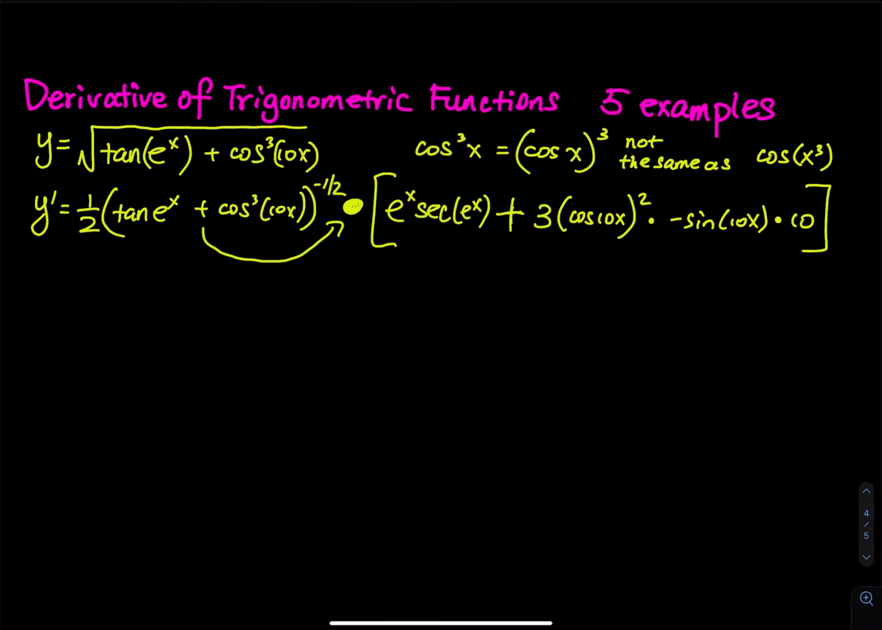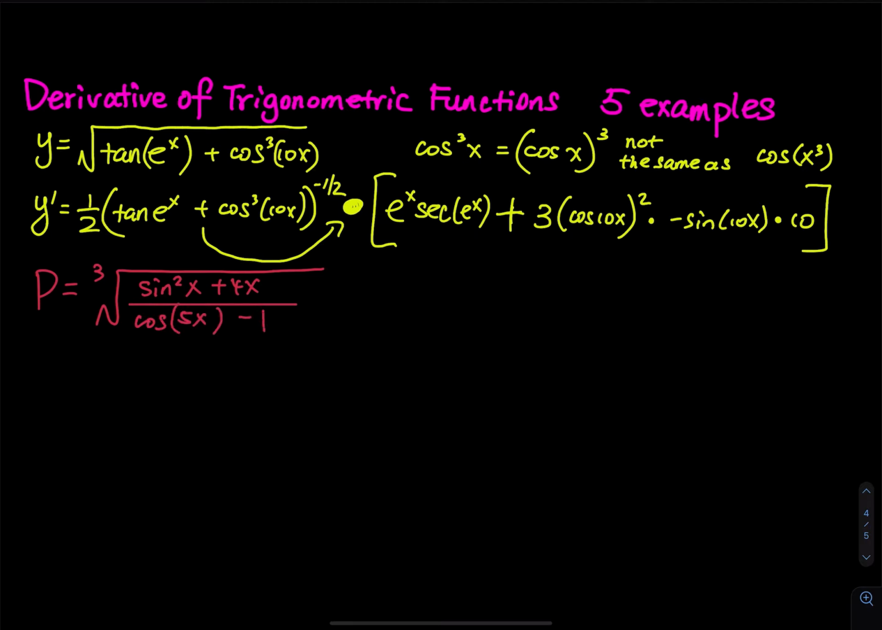Moving on to number 2, we have function p equals the cube root of sine square x plus 4x divided by cosine of 5x minus 1. First of all, this one requires a quotient rule. We will be using f prime g minus f g prime. And then I have to remind you that sine square x is sine x, you square the whole thing.